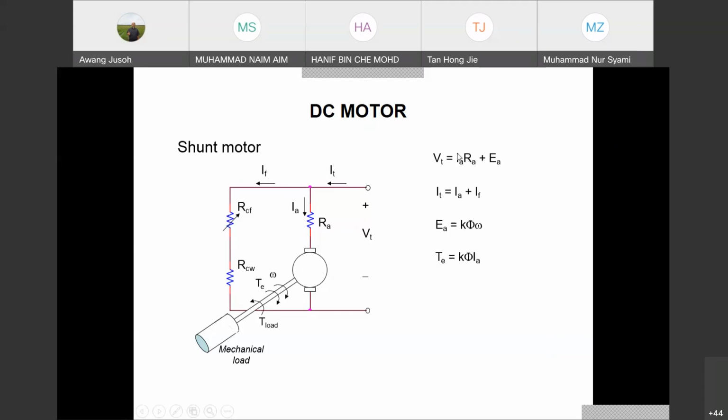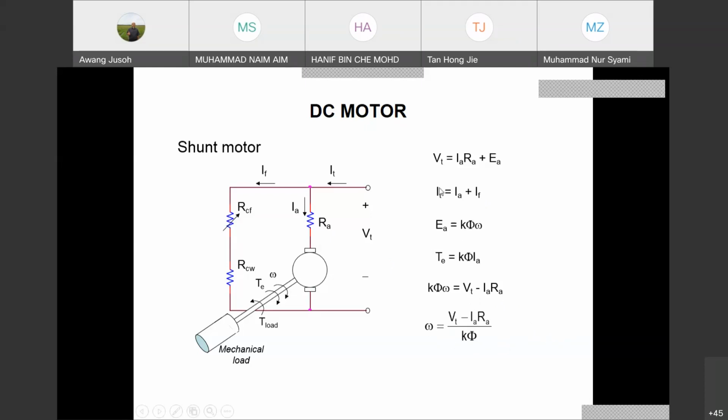When it is a generator, Ia is reversed. Ia comes out from this armature. So K flux speed, or E, equals V terminal minus IaRa, and then we know the speed equals this one. When we talk about the motor, basically we want to know the speed regulation, or how we control the speed. If we talk about the generator, we talk about the voltage regulation. So that's the difference between the generator and the motor.